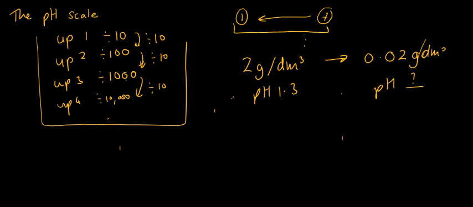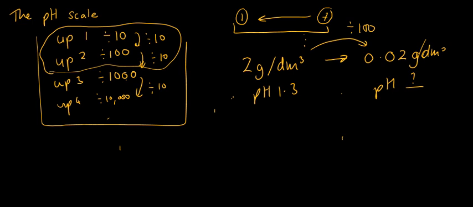Okay, so if you've done that, you realise that this has been divided by 100 again, and so therefore it's going to be going up 2 on the pH scale. So its new pH is going to be 3.3.